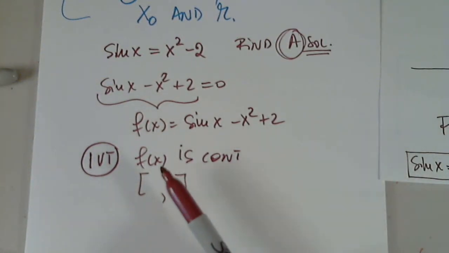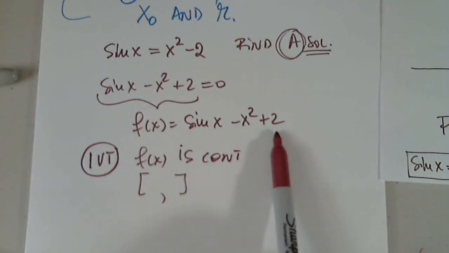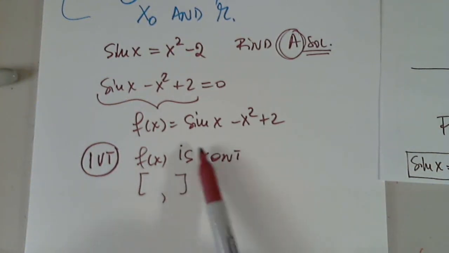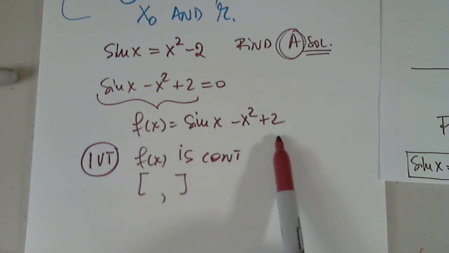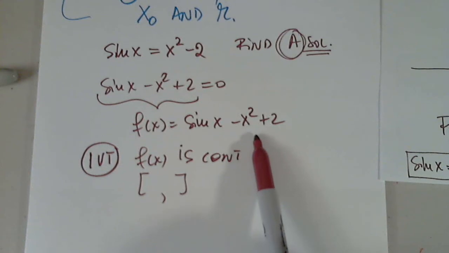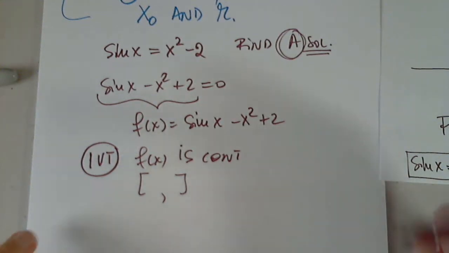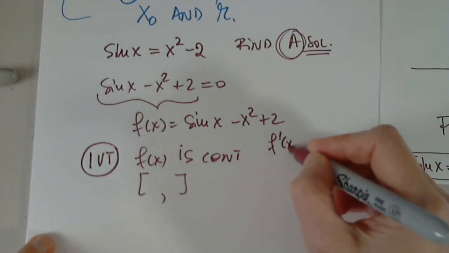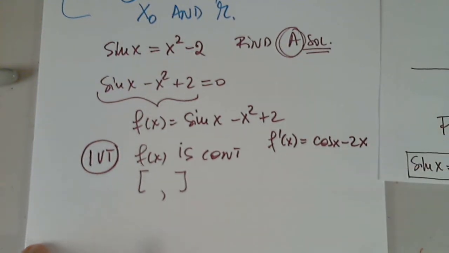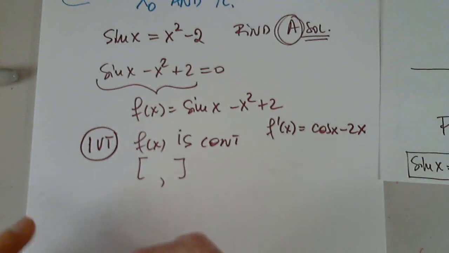Okay, so I will put this in the calculator, and I will find a 1 unit interval where the function has a solution, or where the function has a 0 or an x-intercept. At the same time, I will find on the side f prime, which is cosine x minus 2x. And that's the next step.